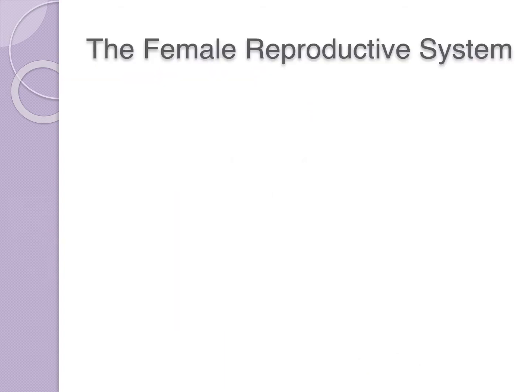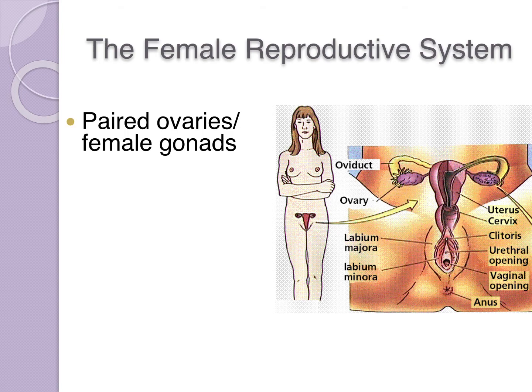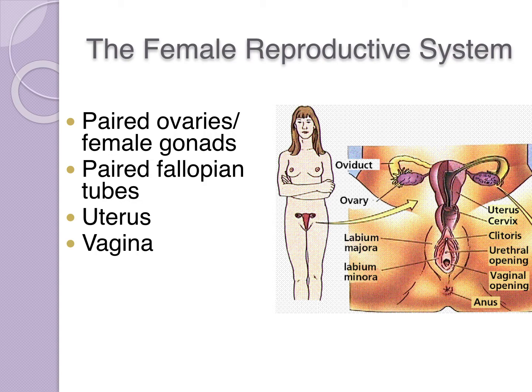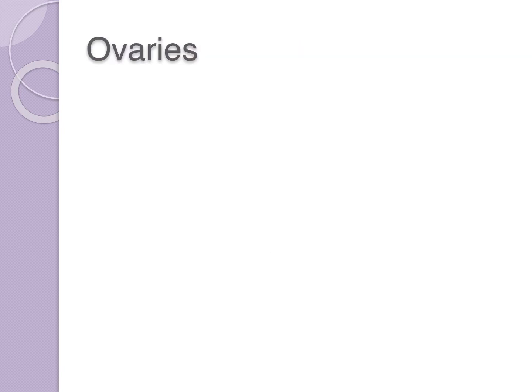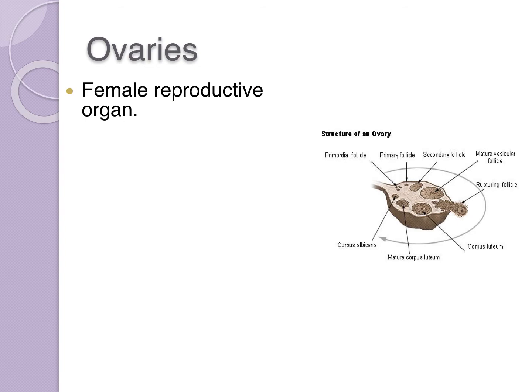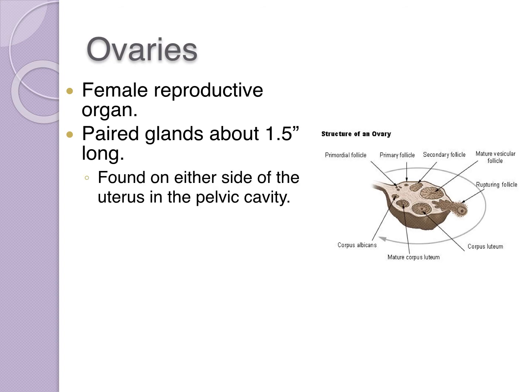So, the female reproductive system is composed of paired ovaries, which are the female gonads, similar to the testes in males, paired fallopian tubes, a uterus, a vagina, and external genitalia. If we look at the ovaries in and of themselves, as mentioned, these are the female gonads or the female reproductive organs. The reason being, these produce the egg, or 50% of what would become offspring. They're paired glands, about 1.5 inches long, and they're found on either side of the uterus within the pelvic cavities. So these are going to be lateral to the uterus.